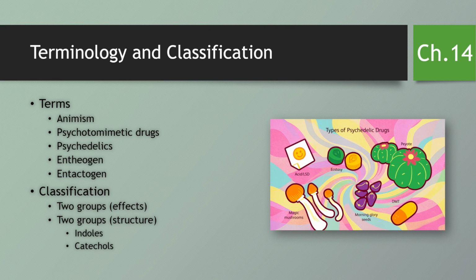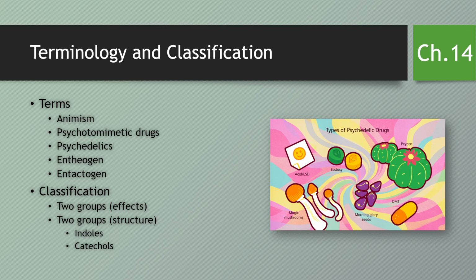And then, of course, those that produce so much delirium and mental confusion, sometimes even loss of memory, that you are void of any sort of connection to the real world. So those are the two ways we can classify drugs in terms of their effects. We also can classify them based on their chemical structure, which is how we get those two categories of the indoles and the catechols.